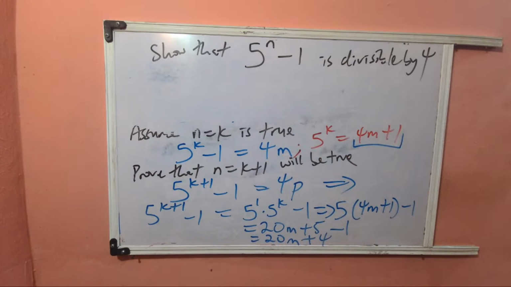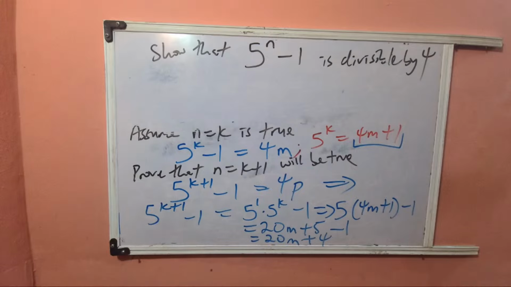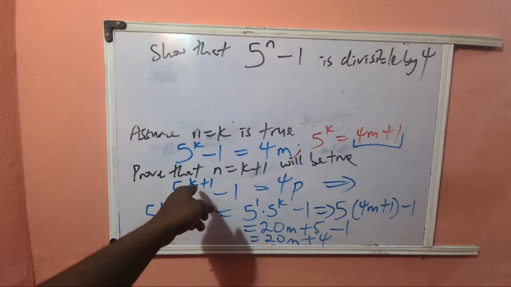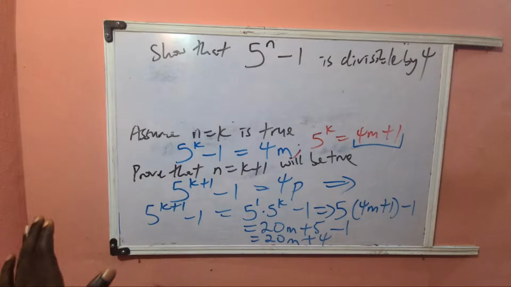Okay, so this is it now. Look at what I got. I got 5 raised to the power k plus 1 minus 1. Where are you lost? This is what we wanted to prove, 5 raised to k plus 1 minus 1. This is the final step we want to prove. You guys should not be lost at all.